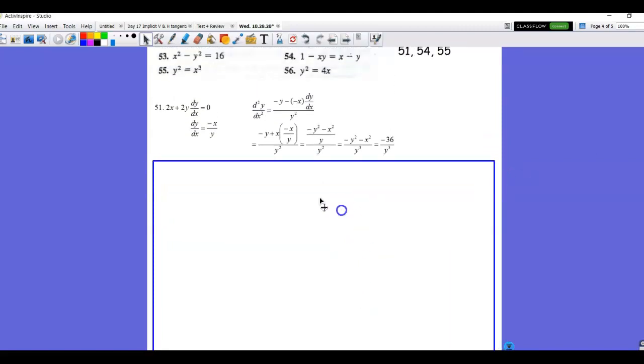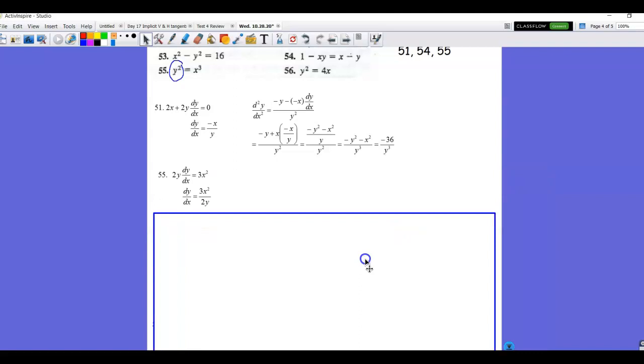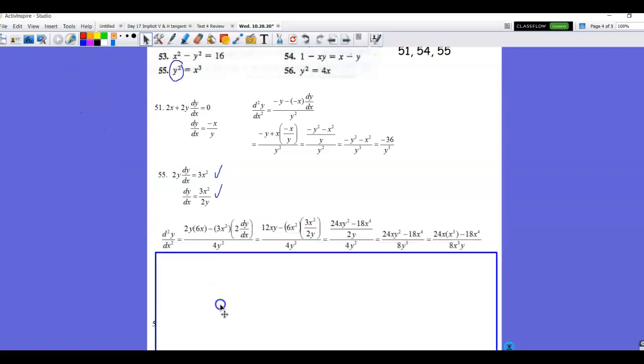And let's make a plan of attack up here in number 55. So in number 55, the derivative of y squared, that's going to be easy, 2y dy dx. The derivative of x cubed is 3x squared. That'll get me quickly to the first derivative. So there it is. The derivative of y squared is 2y dy dx. The derivative of x cubed is 3x squared. That was easy. Isolating dy dx is easy. And I've created a quotient, so I'll need the quotient rule.